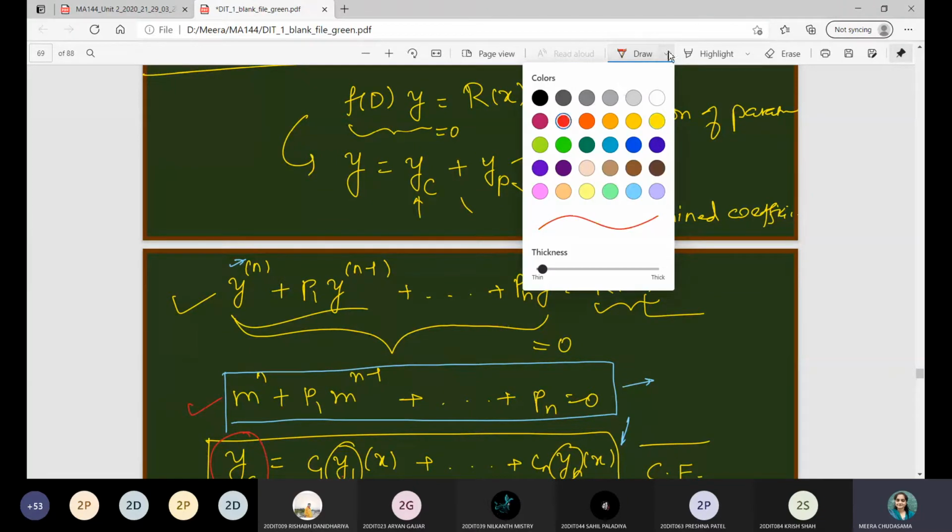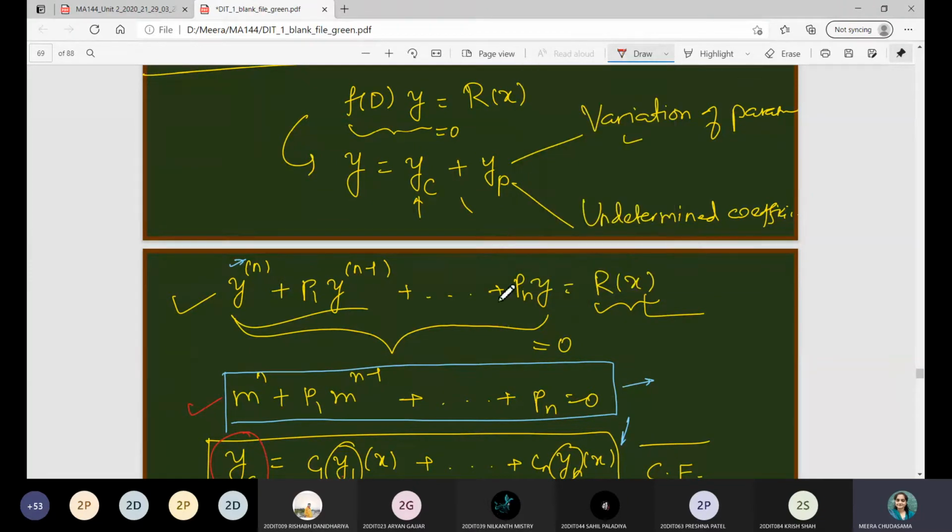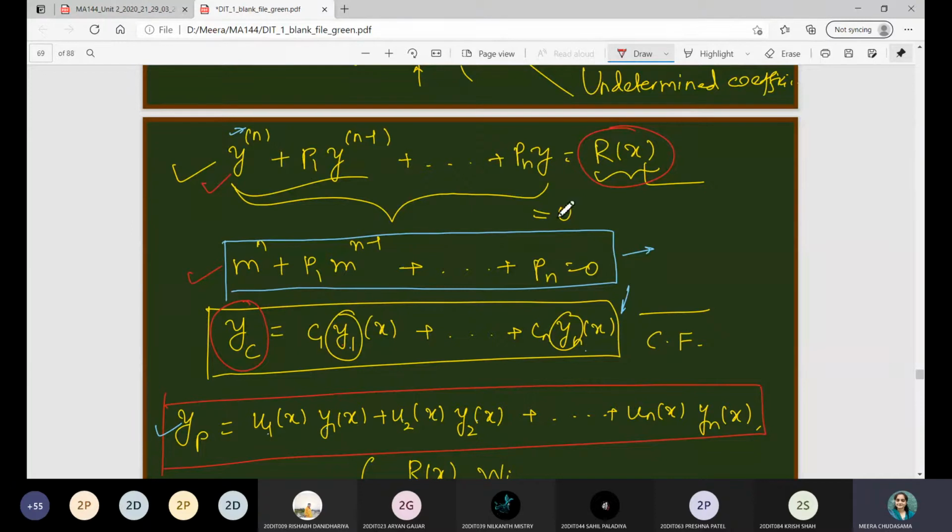In that case, P1, P2, Pn are constant quantities, and this is an nth order differential equation together with the right hand side function r of x. How to solve this equation? First, consider its homogeneous part, meaning you equate the left hand side to 0. From that you find the auxiliary equation, and from the nature of the roots you can determine the complementary function. We will denote it with yc.